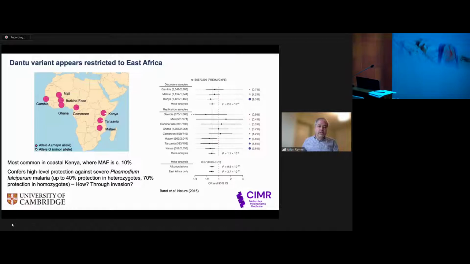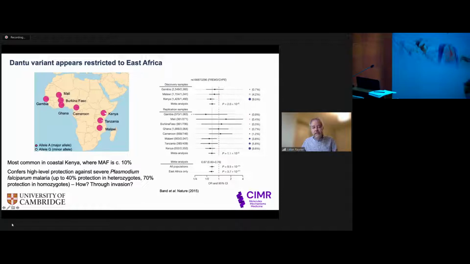So this variant appears to be restricted to East Africa. It's found at its highest frequency on the coast of Kenya, where it reaches a minor allele frequency of 10%. So that means 10% of people have one copy of the rearrangement and 1% of people have two copies of the rearrangement. But if you have two copies, actually, the level of protection is quite high. There's a 70% reduction in your chance of getting severe malaria. And that's about the same level of protection provided by sickle.